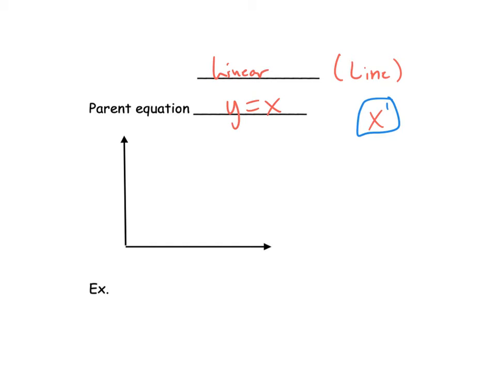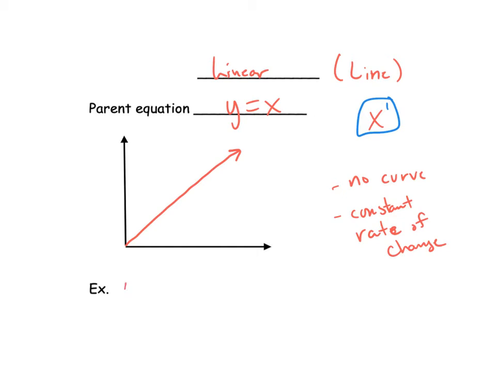An example of a graph would be like this, where it is a line. You can see a constant rate of change, and it never curves. So no curves and constant rate of change. Some examples of linear functions would be y equals 3x, y equals negative 4x plus 5, or y equals 1/2 x minus 8. Those would all be linear functions. And again, you can tell they're linear because of the x with no exponent.